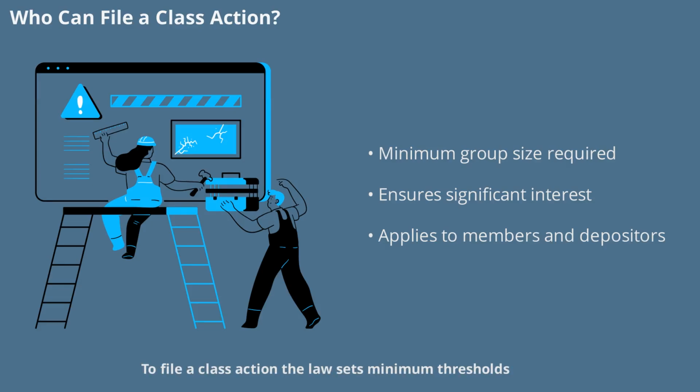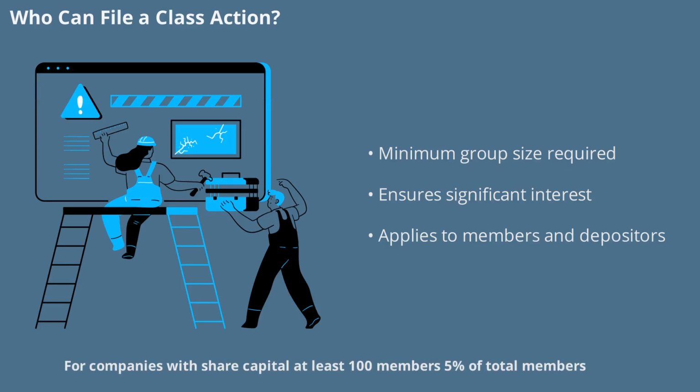For a class action, the law sets minimum thresholds. For companies with share capital, at least 100 members, or a specified fraction of total members, or members holding a specified fraction of issued share capital for a listed company can apply. For companies without share capital, at least 1/5 of members must apply. For depositors, at least 100, or a specified fraction of total depositors, or those owed a specified fraction of total deposits can file. These thresholds ensure that only significant groups apply.